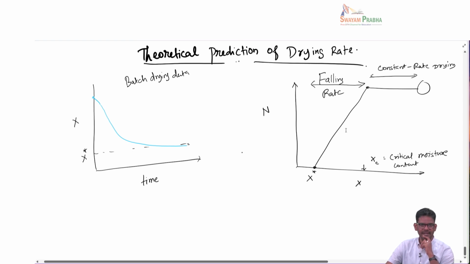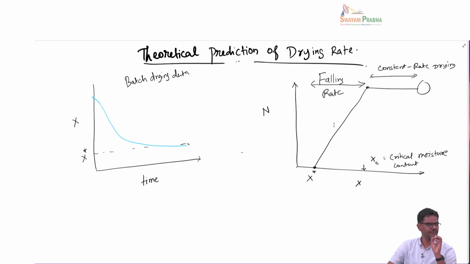In the falling rate regime, we are talking about drying of bound moisture. What is bound moisture? Bound moisture refers to water content inside the solid matrix, through capillaries, through its microstructure, through some sort of adsorption. It is internal to the solid object. The characteristic of bound moisture is that the vapor pressure exerted by it is lesser than that of pure water at the same temperature. This is the definition of bound moisture.